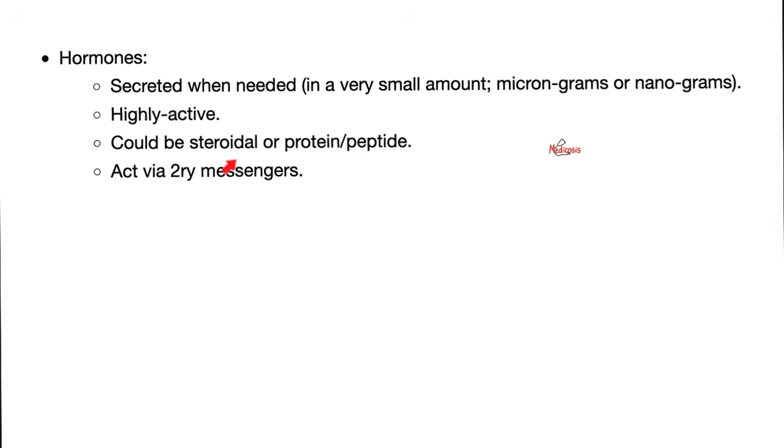Highly active, they could be steroidal, fat or not fat, lipid soluble, water soluble, and they act via a secondary messenger system. Alright, where's the primary messenger? The hormone is the primary messenger. The second messenger is something like the G protein. If you want to know more about the G protein, I have a separate video just on this topic.